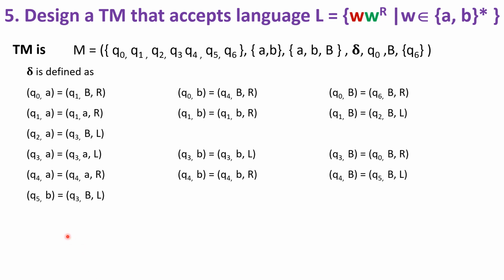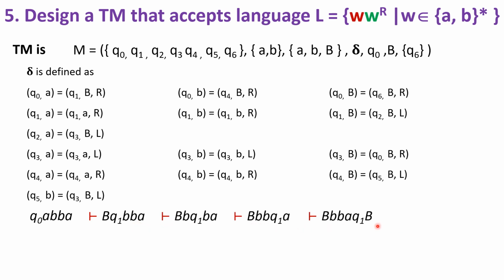Let us check for a string AB, BA. Since it starts with A, in Q0 the A is replaced as blank. Change the state from Q0 to Q1 and move towards the right until you come across a blank. Once you come across a blank in state Q1, change the state and move towards the left.